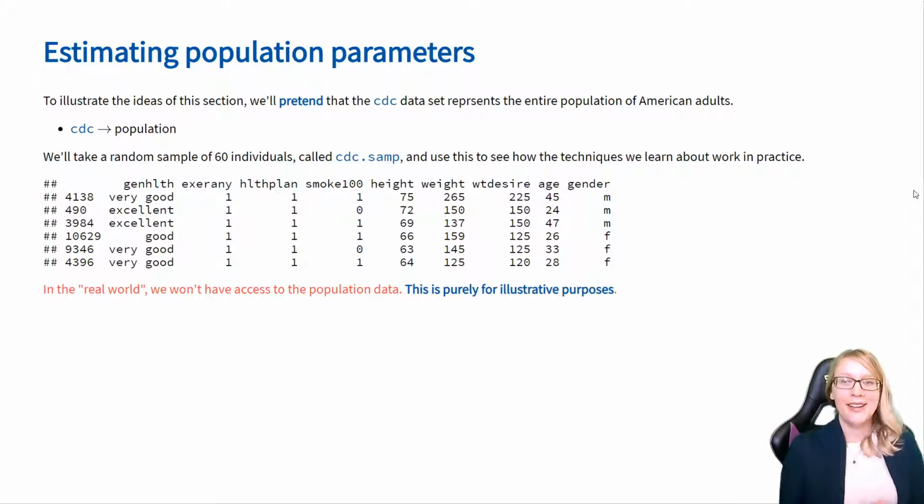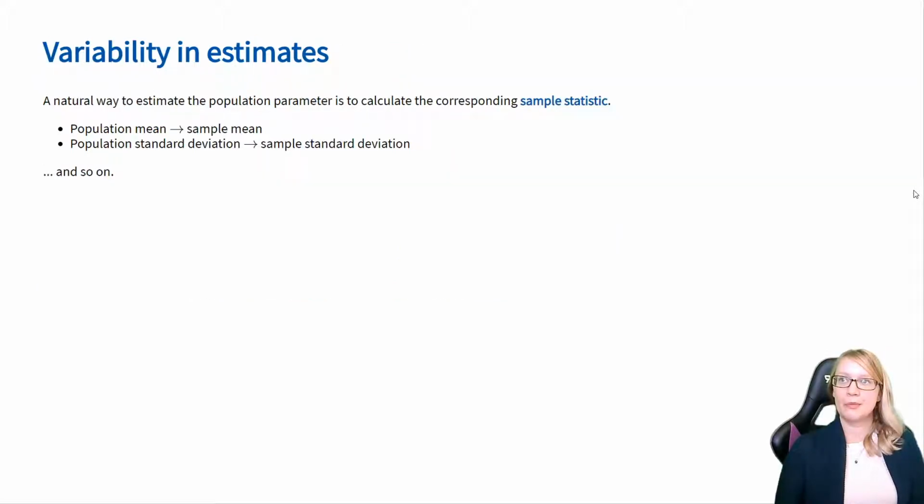Now again, this is purely hypothetical. We're pretending here. In practice, we don't typically have access to the entire population data. But let's see how good we would do if we did have access to it. So a natural way to estimate the population parameter is with the corresponding sample statistic. So if we have a population mean, we might estimate that with the sample mean. Population standard deviation, we might estimate with the sample standard deviation.